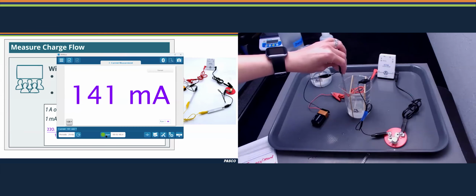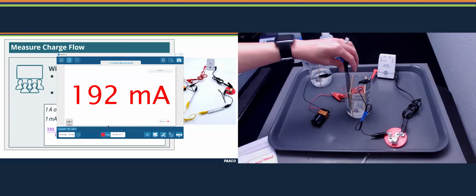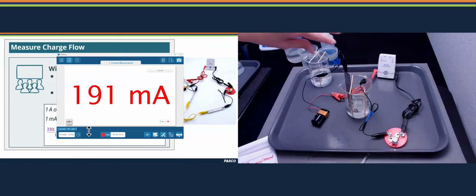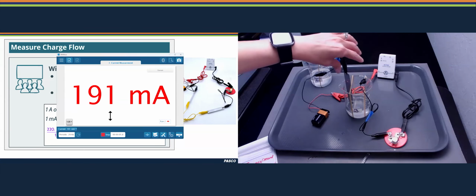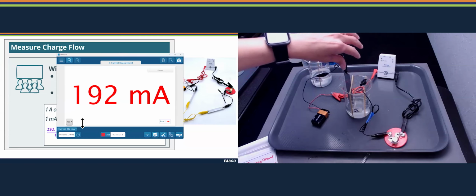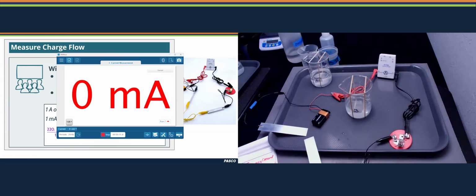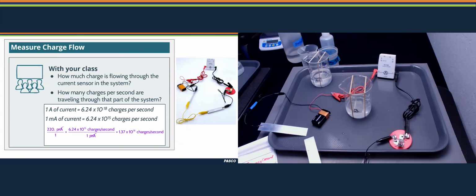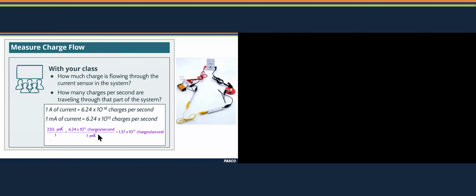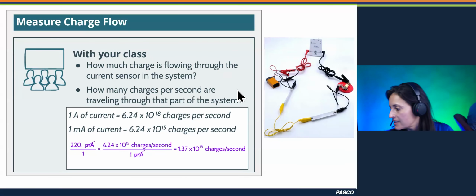So I forgot to hit start. There it goes. Look, that value wasn't changing. So we have slightly higher milliamps of current and slightly brighter light. So students get the idea that concentration affects the electric current, or number of charges flowing through the path per second. Okay, all right.